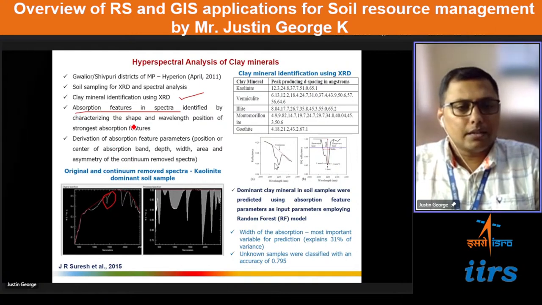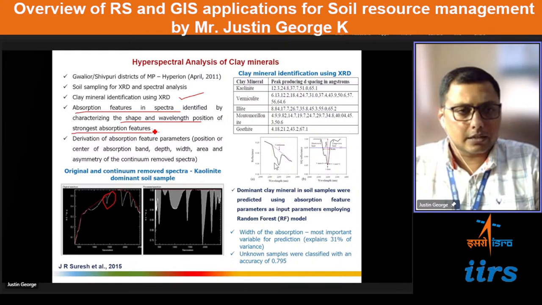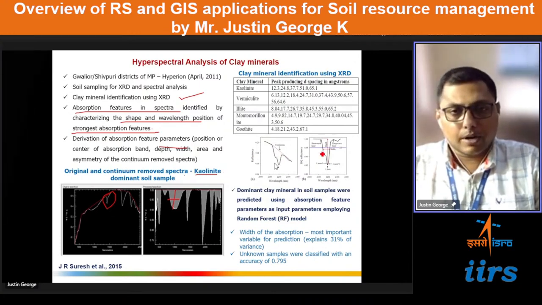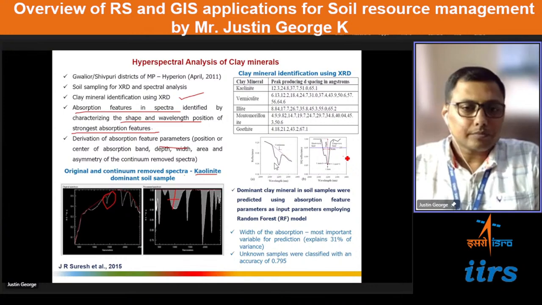So they were characterizing the shape as well as the wavelength position of the strongest absorption features. The absorption feature parameters, what is the depth, what is the width, what is the area, what is the symmetry, and all other things, were estimated. And this is the original as well as the continuum removed spectra for a kaolinite, a 1:1 type clay mineral dominant soil sample. So this is the concept of continuum and how the continuum removal is done.